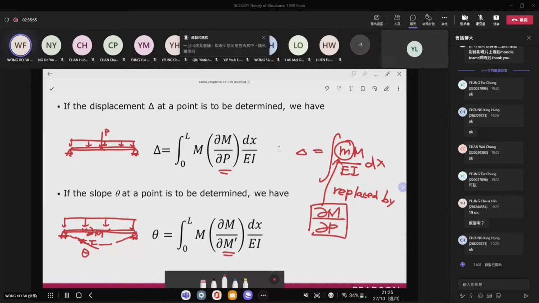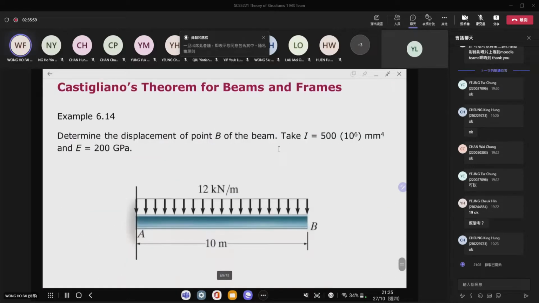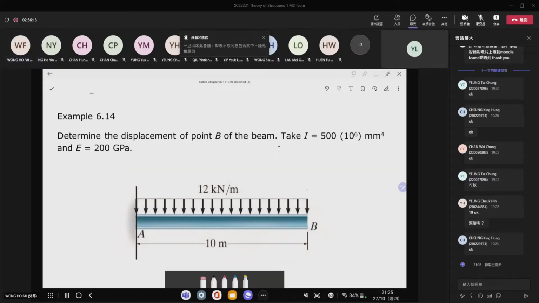So I will show you in the example. For example, if you want to find the displacement of point B for this beam, what will you do? Then, as I mentioned before, you add a point force P at the end of the beam. So you add a point force P here, and then find the moment in terms of P.